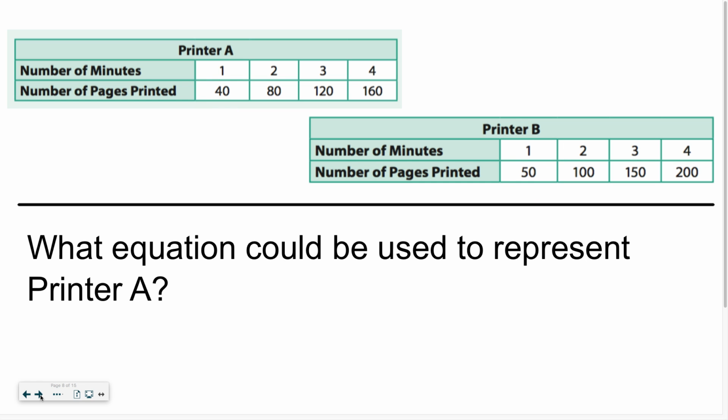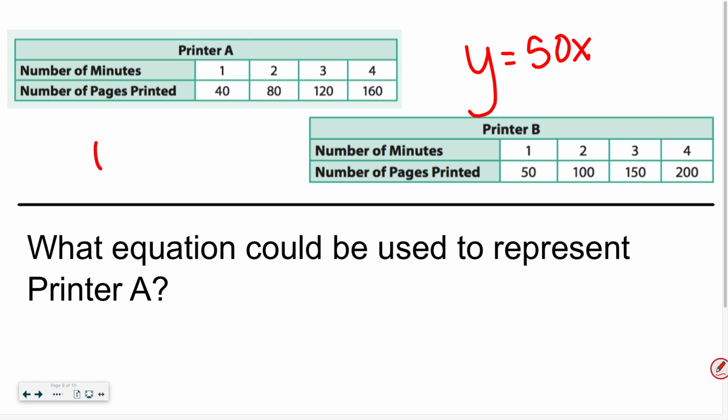So now we're going to go the other way. So we have an equation for printer B. We have y equals 50x. So now we're gonna make the printer A into the same format, and we're gonna make an equation for printer A. Who can give us the equation for printer A? Myra. Y equals 40x. Perfect.